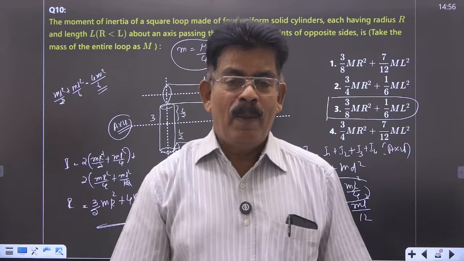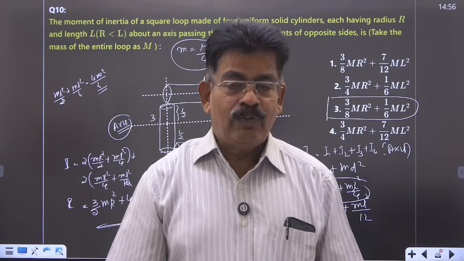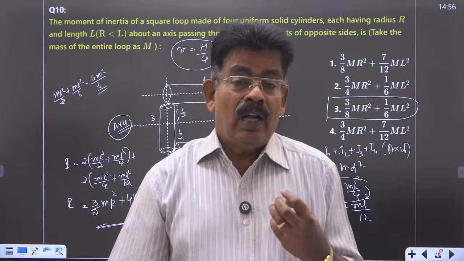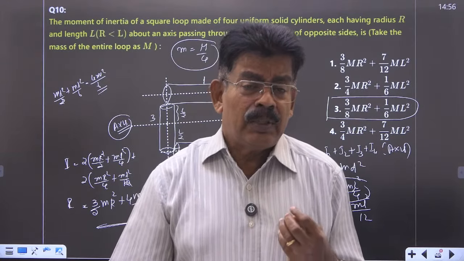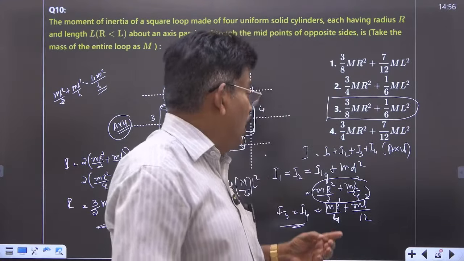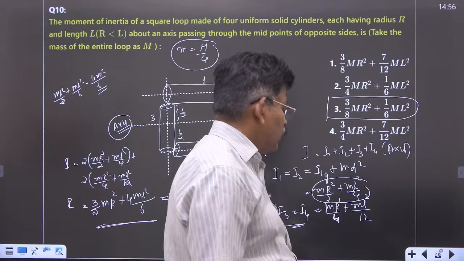The calculation has a rhythm. I1 and I2 are equal, so only calculate I1. I3 and I4 are equal, but you have to make out that some imagination is required. For I1 and I2, we want an axis parallel to the central axis, so I had to use the parallel axis theorem. I got I1 or I2 is equal to MR squared by 2 plus ML squared by 4.